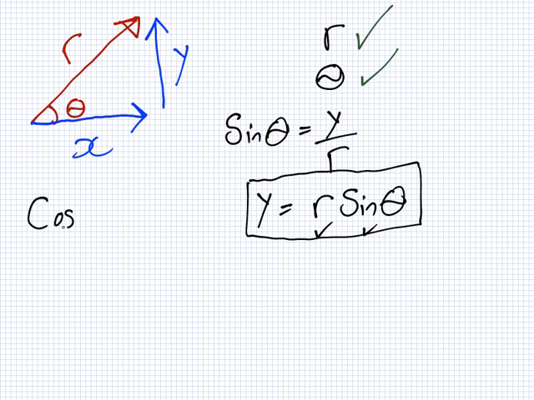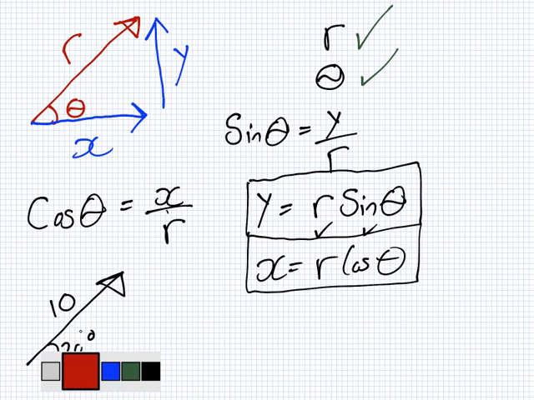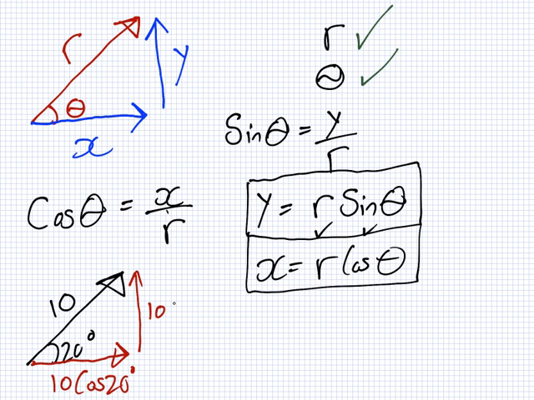Likewise, we can say cos theta equals x, adjacent over hypotenuse. So we can say that x equals r cos theta. That means if you have this triangle, this vector, let's say it's 10 here and 20 degrees here, I can very quickly get the horizontal and the vertical. This side, using my formula, will be 10 cos 20 degrees, and this side would be 10 sine 20 degrees.